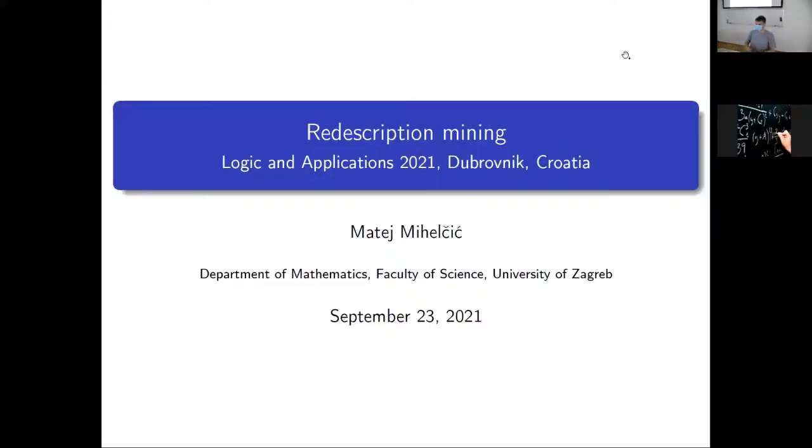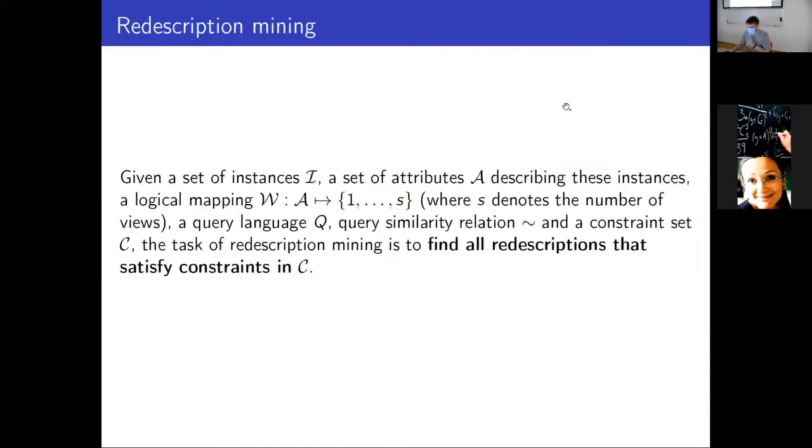Good day, I am Matej Mihelčić, and the goal of this presentation is to provide a short overview of a data mining field called Redescription Mining, and hopefully explain what its connection to logic is. So that is an application kind of presentation.